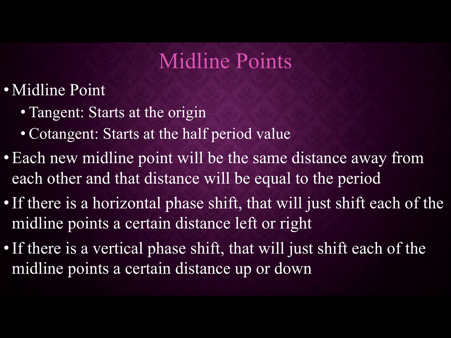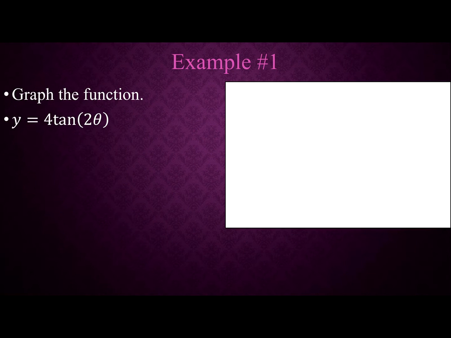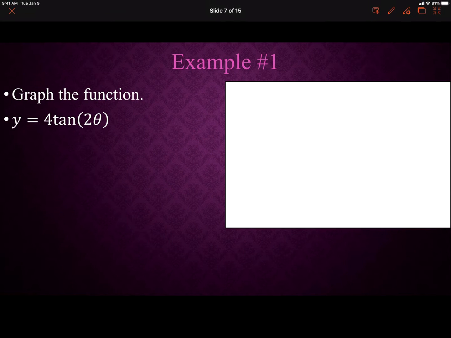Like with the vertical asymptotes, if there's a horizontal phase shift, it will just simply move the point left and right. This time the vertical phase shift will shift it up and down, so we'll move up and down for that particular midline point. Alright, so we're going to take a look at 4 tangent of 2 theta.